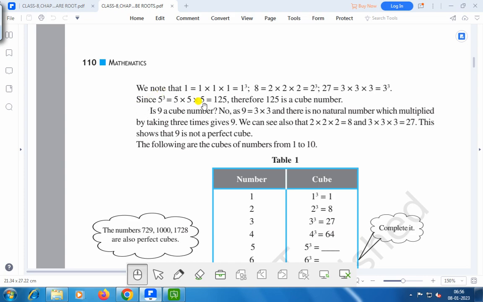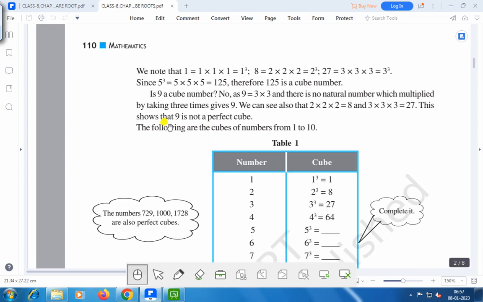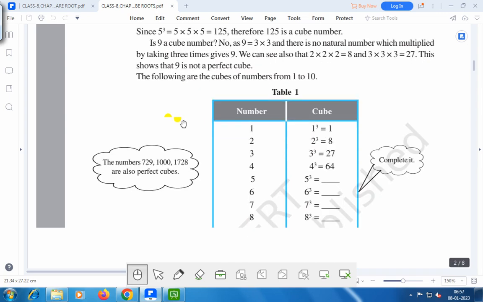Since 5 cube equal to 5 into 5 into 5, 125, therefore 125 is a cube number. Is 9 a cube number? No, as 9 equal to 3 into 3, and there is no natural number which multiplied by itself 3 times gives 9. We can see also that 2 into 2 into 2 is equal to 8 and 3 into 3 into 3 is equal to 27. This shows that 9 is not a perfect cube.